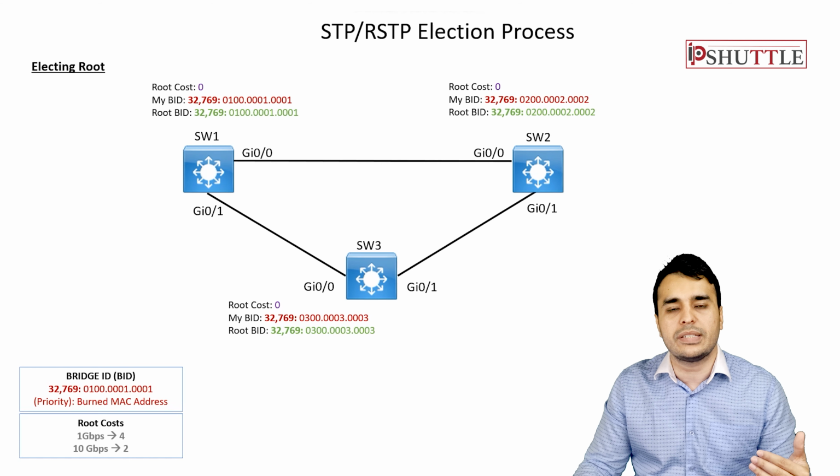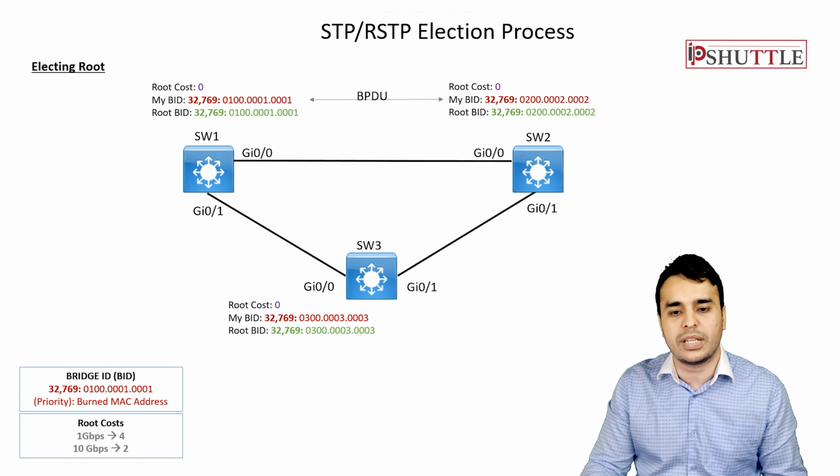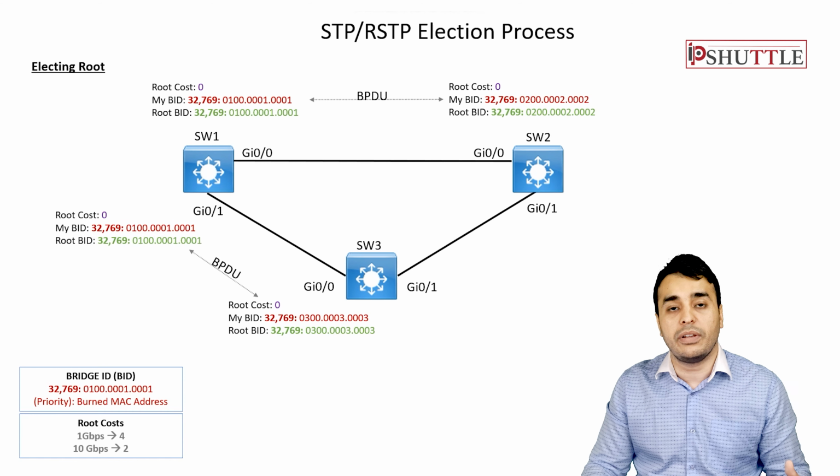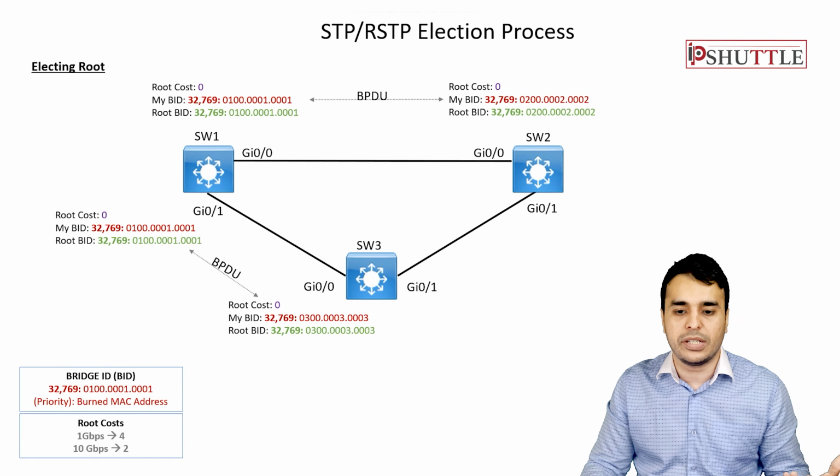Every switch will be doing the same. It will continuously keep sending to the other switches. For example, switch 1 sends to switch 2, I am the root. Switch 2 will be mentioning, no, I am the root. And switch 1 will also be communicating with switch 3 that I want to be root, and switch 3 will also be part of the same election.